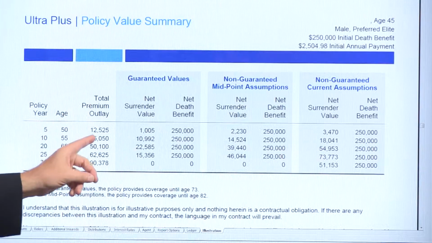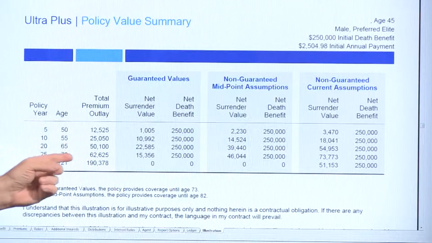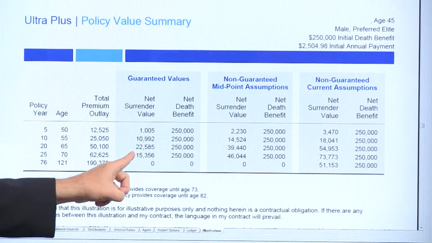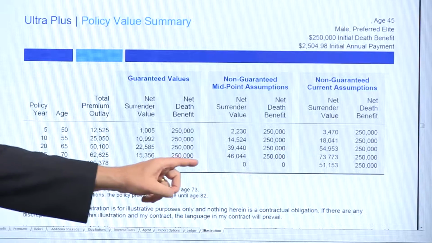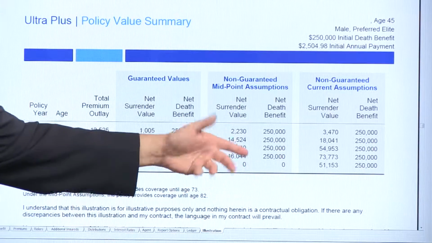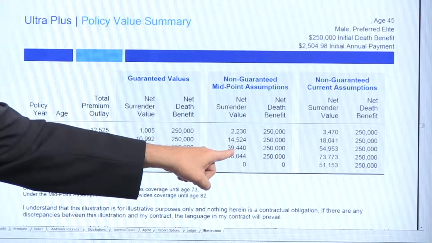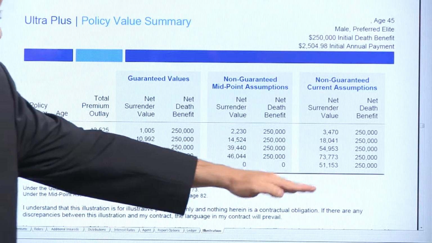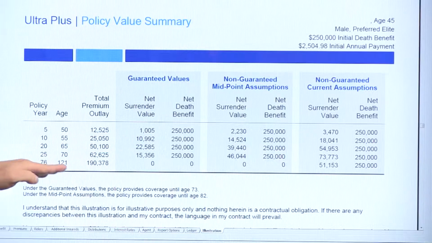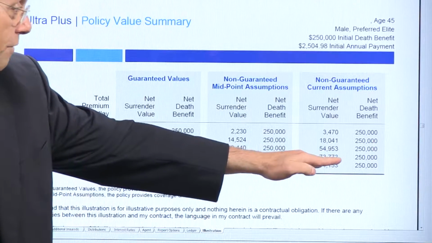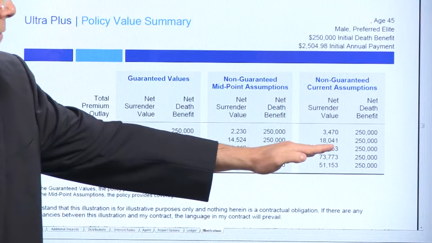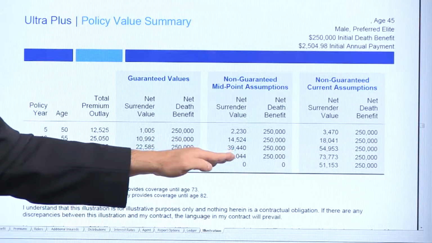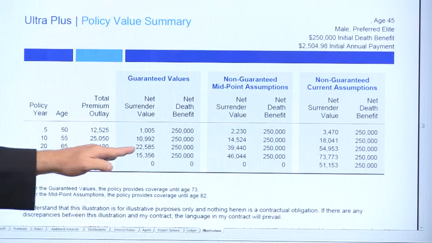So if my total premium outlay over the next 20 years is $50,000 and my net surrender value on the guaranteed is $22,000, my midpoint, the lower one that I picked off the current, is $39,000 and my current one is $54,000. I want to look at all three. Legitimate numbers. Here's my 54 of current interest rates that are being credited to the policy. Here's a lower, maybe 150 basis points lower, and here's the guarantees.